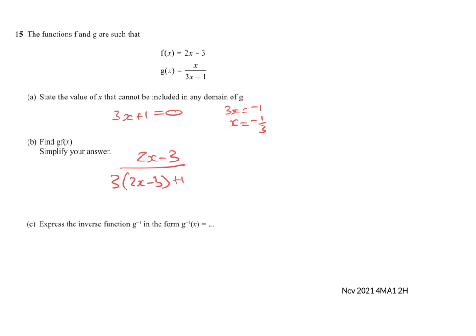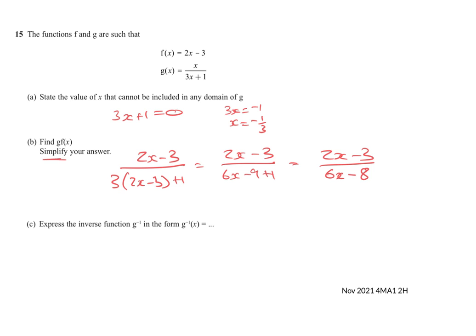So just to reconfirm here, my x here has been replaced with 2x minus 3, and my x here has also been replaced with 2x minus 3. Now working this through, I have 2x minus 3 on the top, and at the bottom I have 6x minus 9 plus 1, and simplified that would be 2x minus 3 over 6x minus 8.